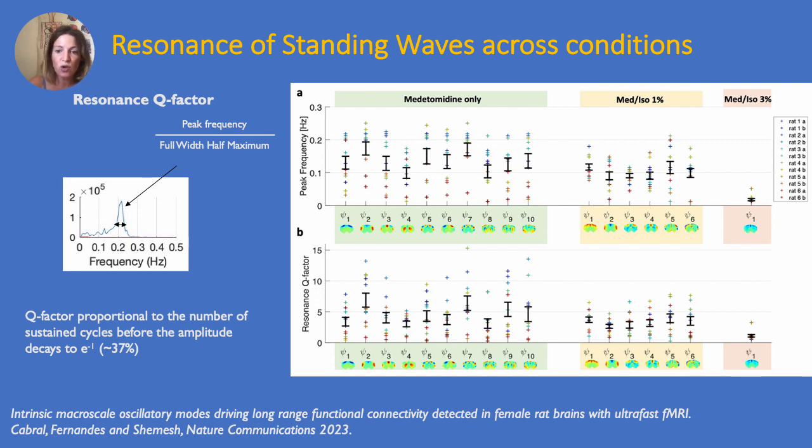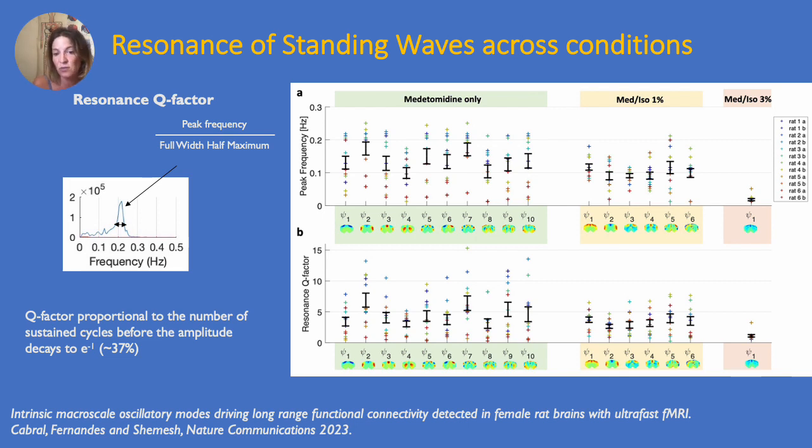So we try to compare this across conditions. Of course, since the modes are different, what we compare here is the resonance Q factor of each of the modes. The resonance Q factor gives us an intuition of how many sustained cycles a wave activates, whenever it is activated, before it vanishes.